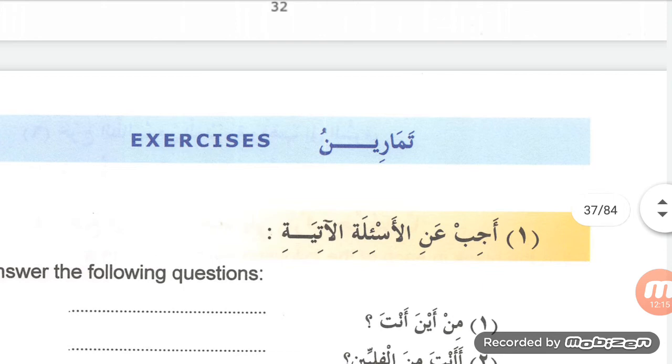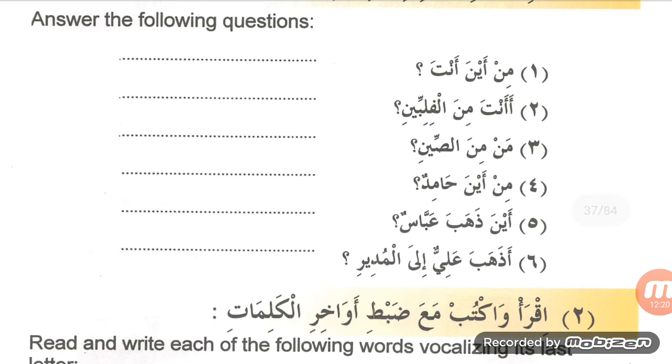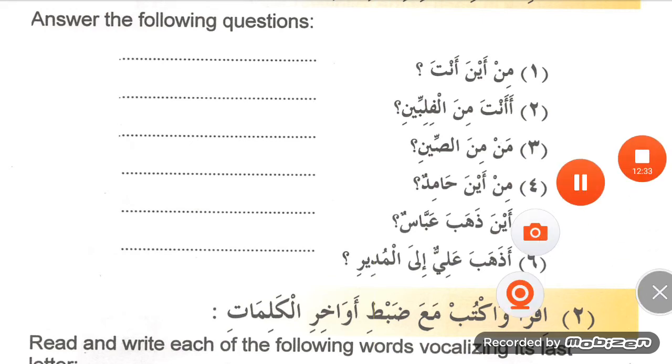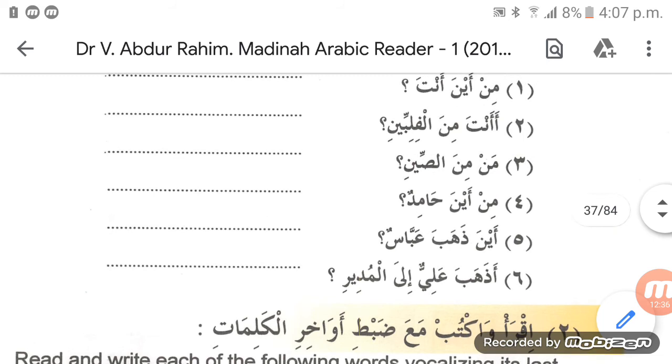So let's have a look at the questions. Min ayna anta, where are you from? You will answer by saying Ana, I. If you're from China, you will say Ana min al-Sin. I am from China. Ana means I, min from. Anta min al-Philippines? Are you from Philippines? If the answer is yes, you will say Na'am. Na'am means yes. Ana min al-Philippines. I am from Philippines.